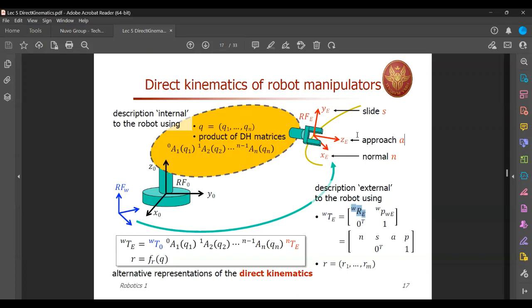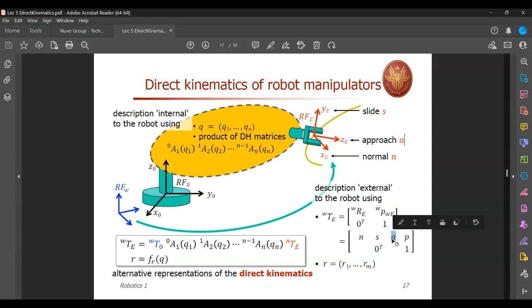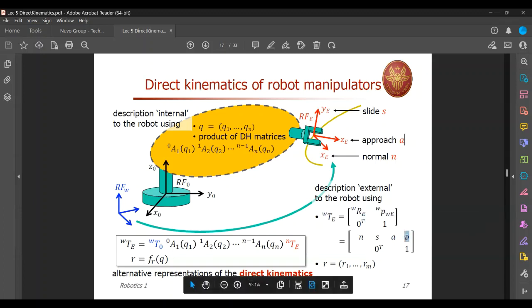Okay, normal, slide, and approach. These are the x, y, and z axis of the end effector. And we write them with respect to the x, y, z of the reference frame. And you can see it over here, normal, sliding, and approach vectors. And this is 0, this is 1, this is P, the end effector position. So this is basically the forward kinematics.